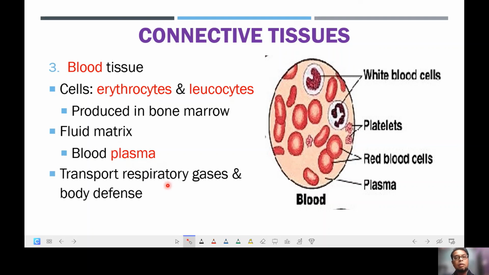Generally, the function of this blood tissue is for the transport of respiratory gases, such as oxygen and also carbon dioxide. This is generally referring to the function of the red blood cell. At the same time, the blood tissue is also important for body defense, which refers to the function of the leukocytes, the white blood cells. Some of the leukocytes are involved in the production of antibodies, and some are involved in destroying pathogens such as viruses and bacteria.